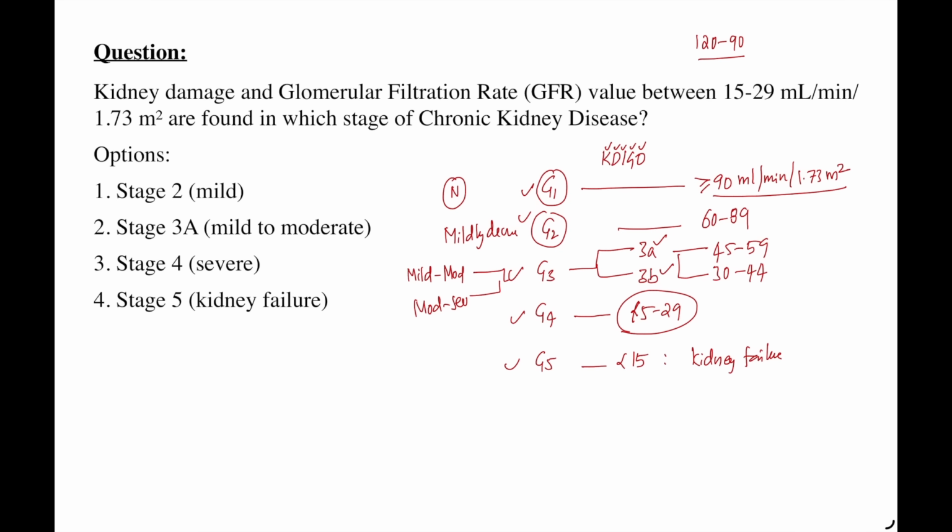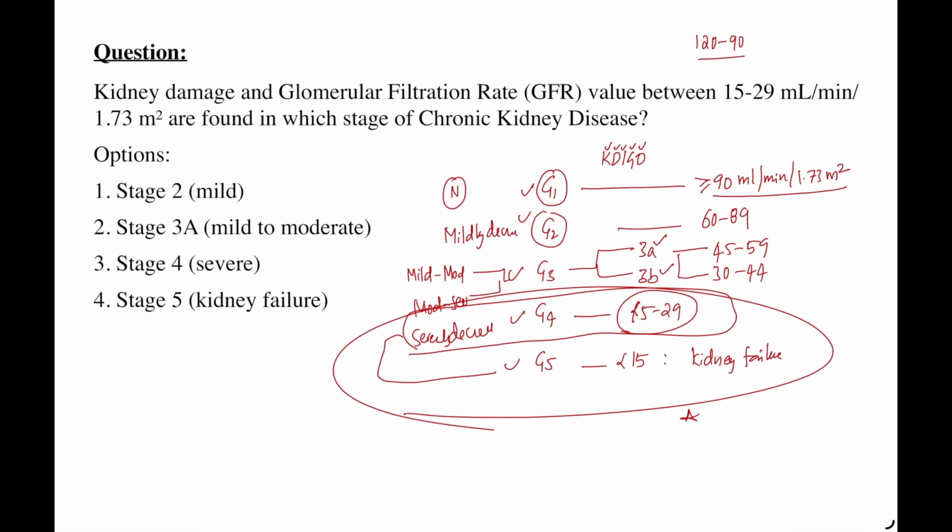And it is severely decreased. Severely decreased category is stage 4. Now, severely decreased category and G5 are the zones wherein we try to go for renal replacement therapy, either via hemodialysis or peritoneal dialysis, or we go for transplantation. So these are the things that we do when we come across very severely decreased function or kidney failure, that is fourth stage and fifth stage.